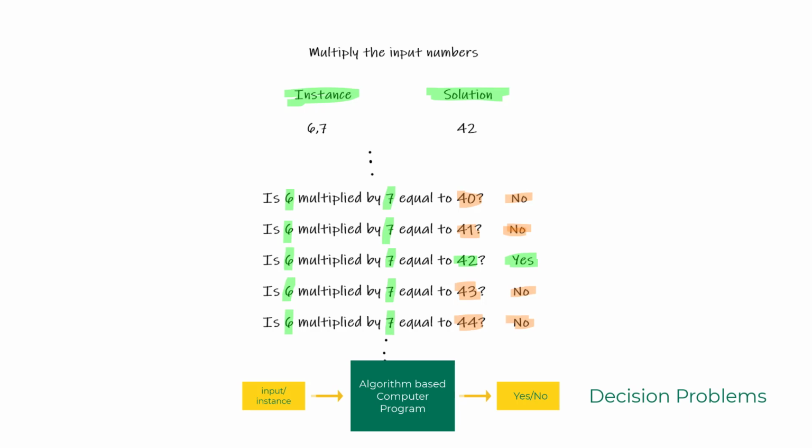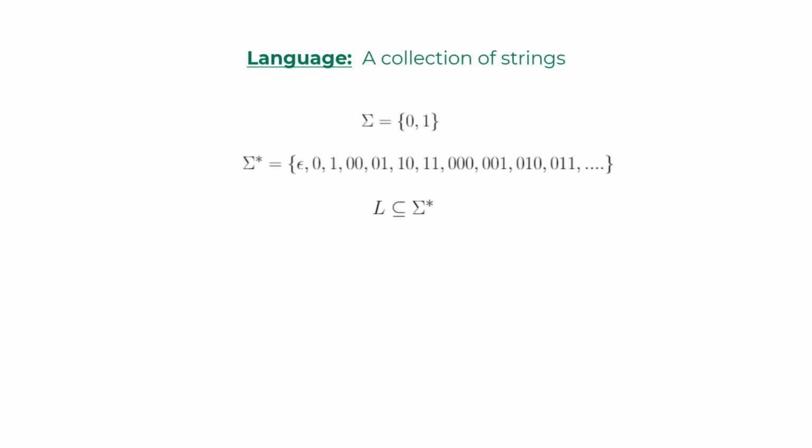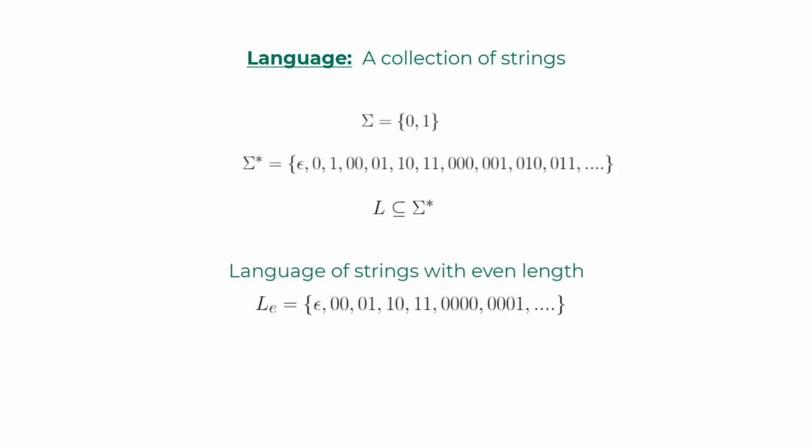Alright, I've mentioned earlier that a language is a collection of strings. Given the alphabet sigma, any subset of sigma star is basically a language. For instance, the language of strings with even length on alphabet sigma is this, which is a subset of sigma star.